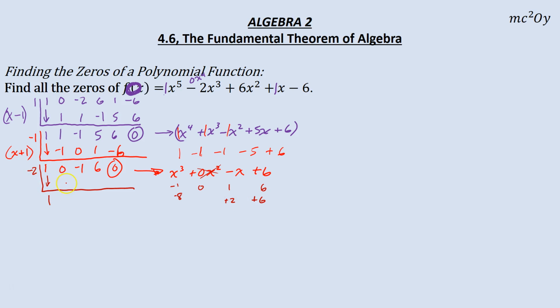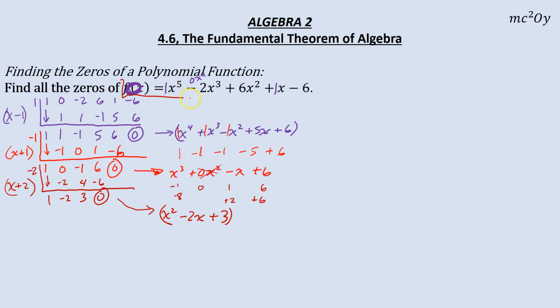That's 1. Negative 2 times 1 is negative 2. Negative 2 times negative 2 is 4. Negative 2 times 3 is negative 6. 0. This represents x plus 2. And this represents 1x squared minus 2x plus 3. So we now have a quadratic.